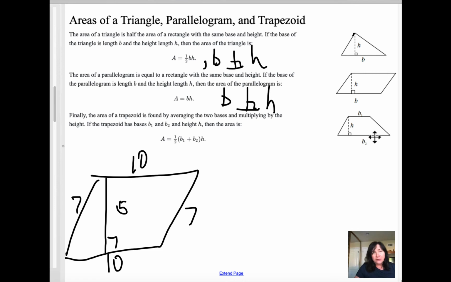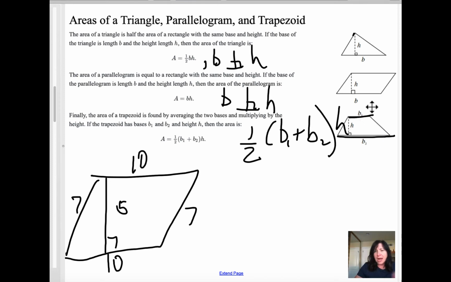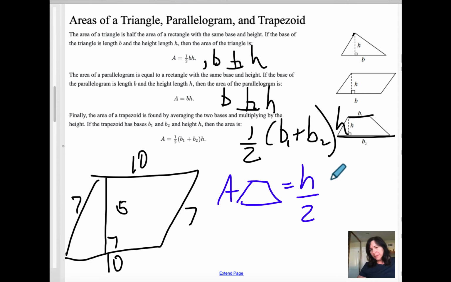For a trapezoid, this one's a little bit different. Yes, the base and the height are perpendicular, but I actually have two bases, right? They're different lengths. So for this value, some people write 1/2 the sum of the bases, base 1 plus base 2, and then times the height. For me, I prefer to say the area of a trapezoid is equal to the height divided by 2 times the sum of the bases. So that's how I actually write the formula for that.